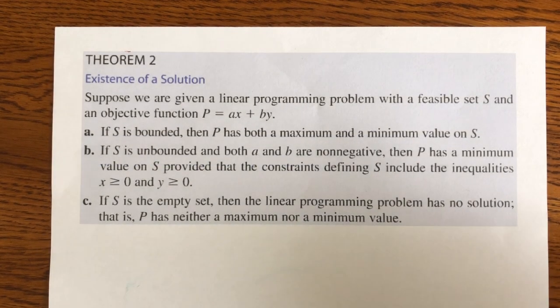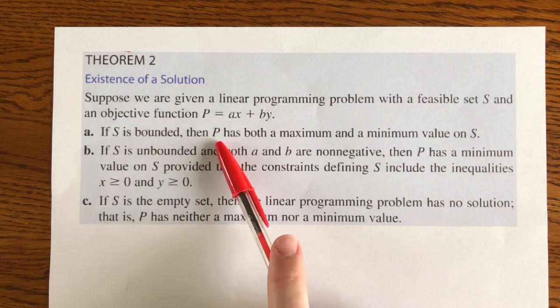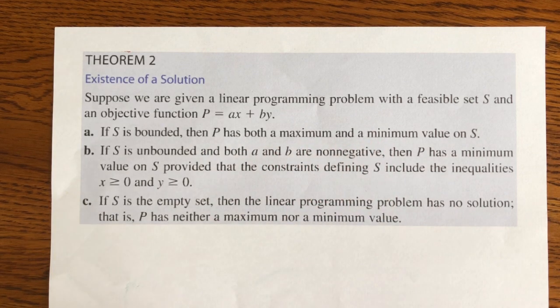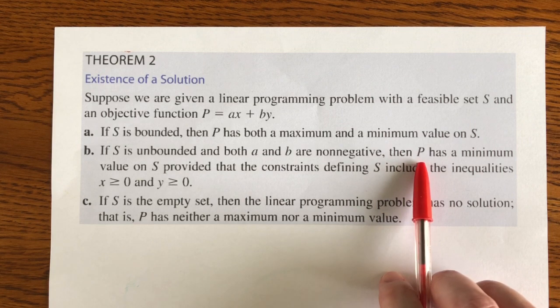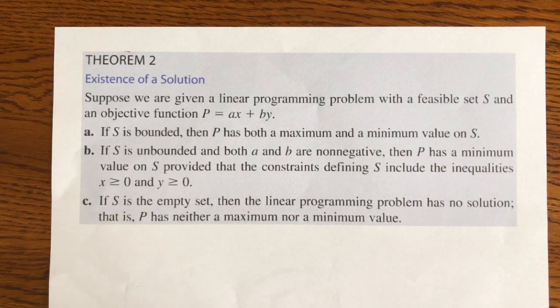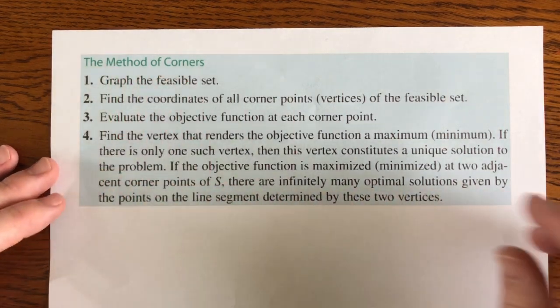Theorem number two in section 6.3, just to go over a couple things here. If the solution region is bounded, then your objective function will both have a maximum and a minimum. And again, those will be occurring at your vertices or corner points. If your solution region is unbounded, then your objective function will only have a minimum and not a maximum, because the graph keeps going on indefinitely in the positive direction.